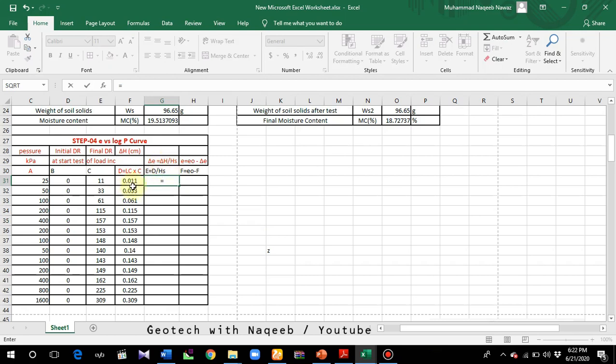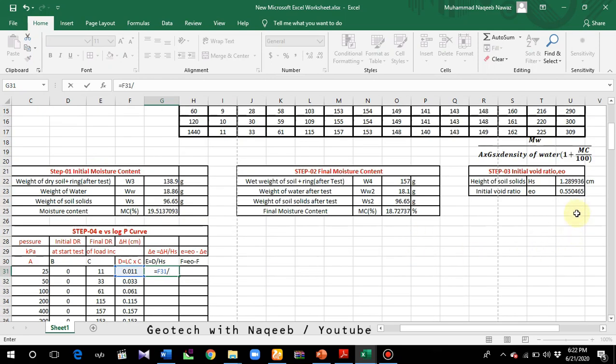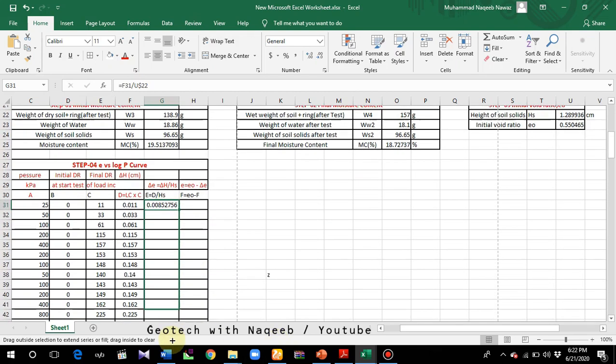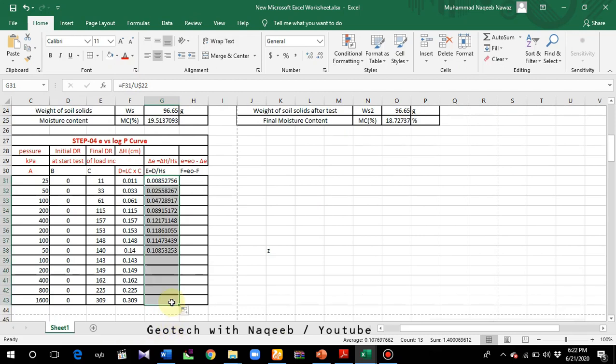Now the next step is to find out delta E, that is delta H over HS. So I have found out the delta H divided by HS, that is this one. Again, this value is constant that will be applied throughout. So that is why I will use here the dollar sign, shift 4, and this is applied. Now I will drag this one and I will obtain the delta E values.